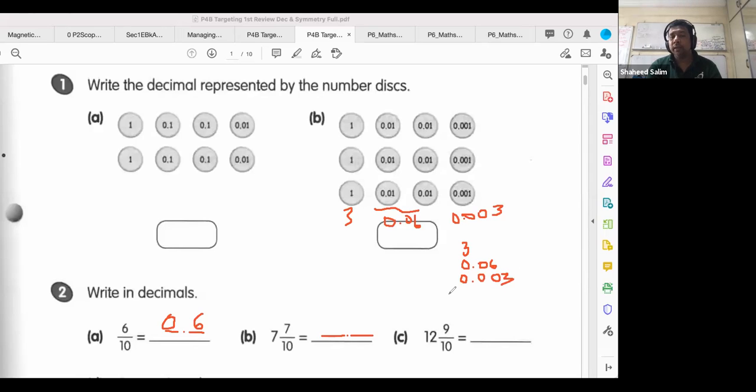Then make sure the dot is in line, 0.003. Then you add them up. You got 3 here, you got 6 here, you got 0 here, and then you got a dot 3. Did you all get this now? Let me check. It's 3.063. Yeah.